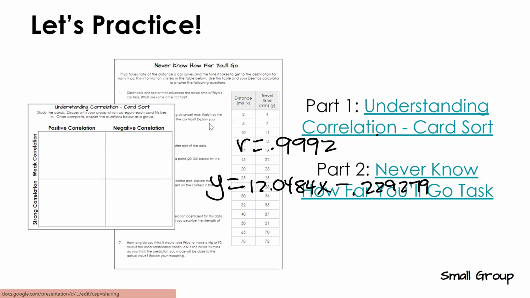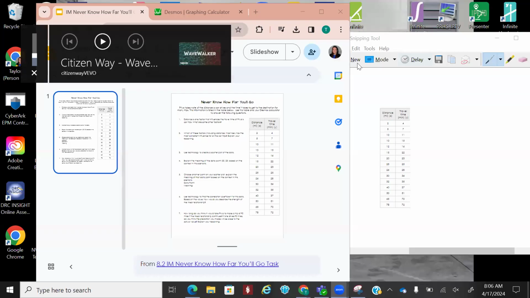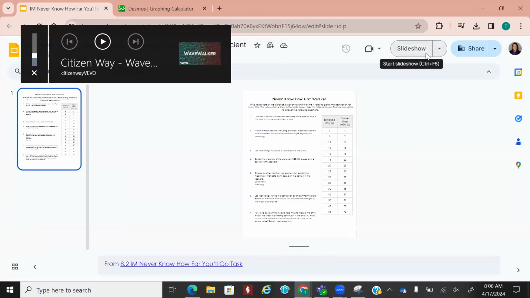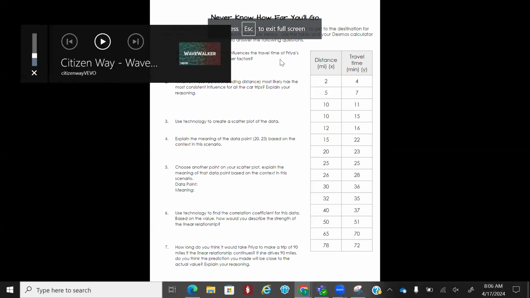Okay, so I'm going to give you a paper. It's going to be called the "Never Know How Far You'll Go" task. I want you and a neighbor looking at this worksheet. So it says, well, can't read it because you can't see it. Yay! What influences travel time besides distance?